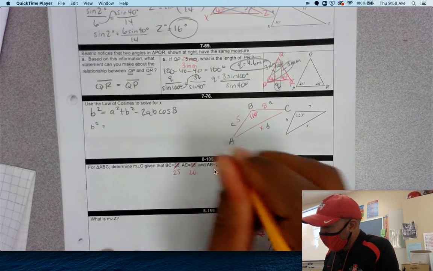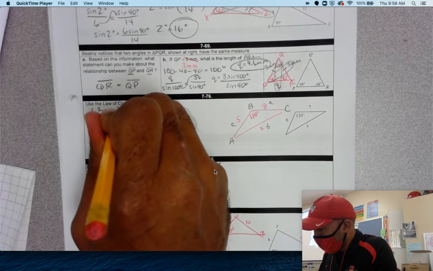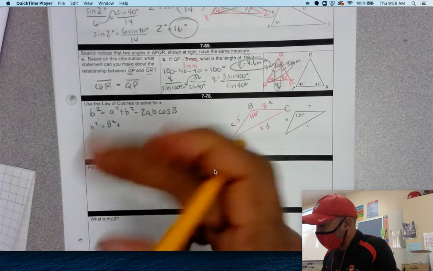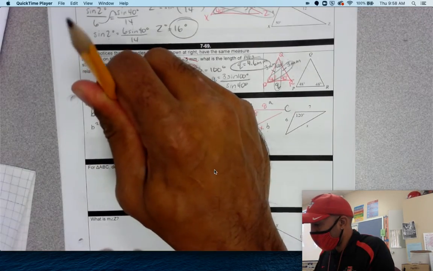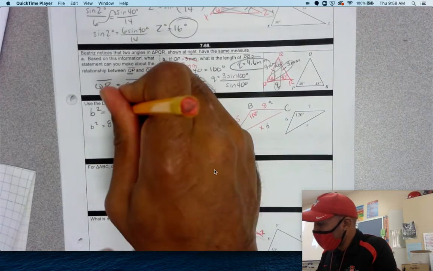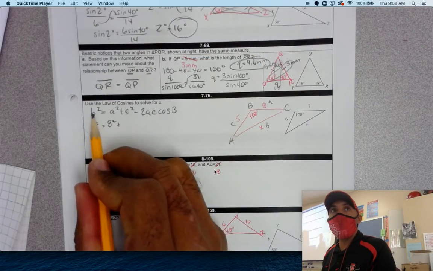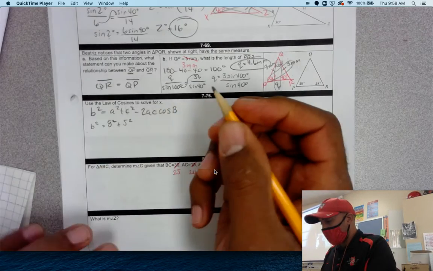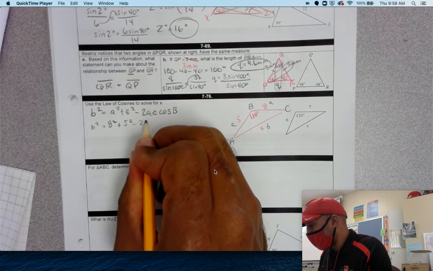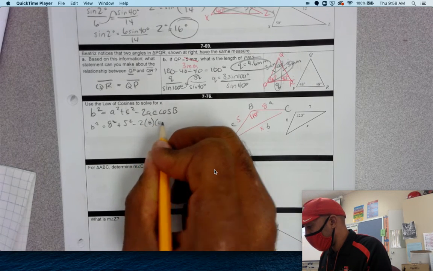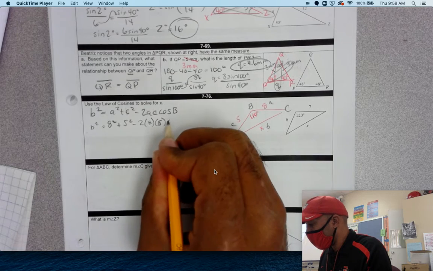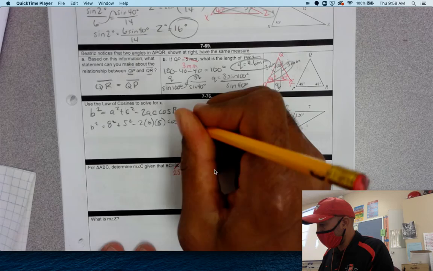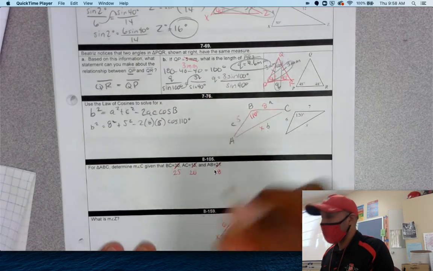So B squared equals A squared, which is 8, and then plus C squared, which is, oh, sorry, I noticed I just did that. Sorry guys, that should be a C right there, because B's on this side and A and C are over here. So C squared, which is 5. And then 2 times A times C, which is 5, and then times the cosine of the angle B, which is 110.